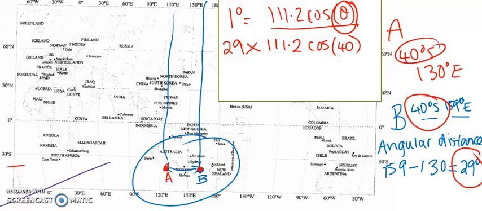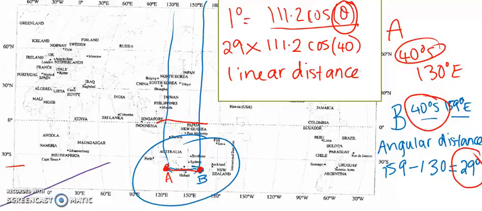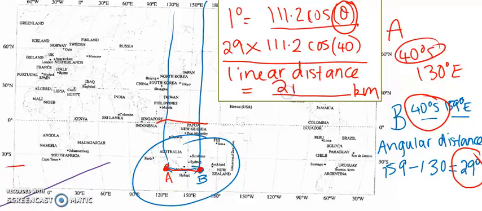Okay, remember the line of latitude that the locations lie on will be a shorter distance here than if they were on the equator, because it is the Great Circle. Now, to work out the linear distance, you simply need to use the formula above, 29 times 111.2 cosine of 40. Pop that into your calculator to work out how many kilometers are in between A and B. Okay, and that should show up as 2,150.74 kilometers.